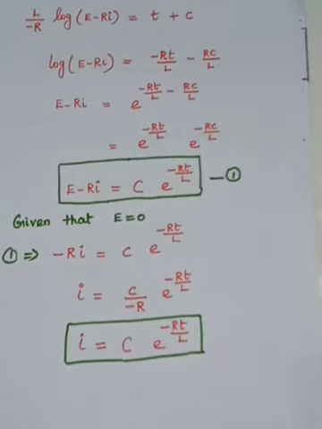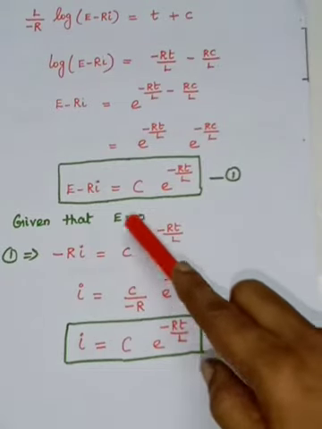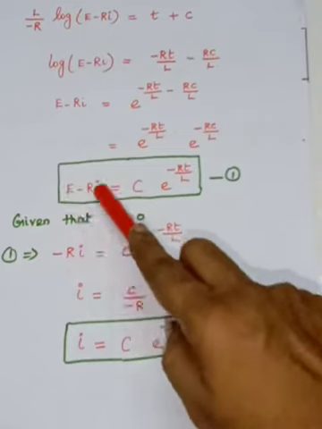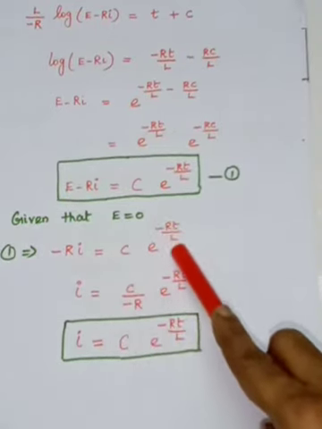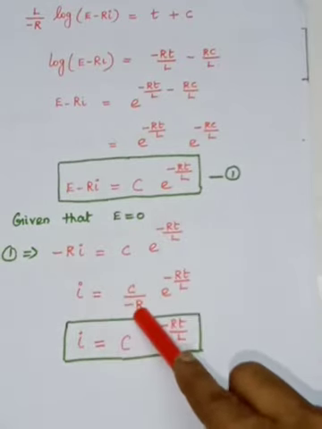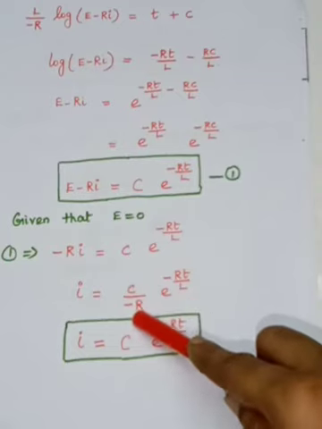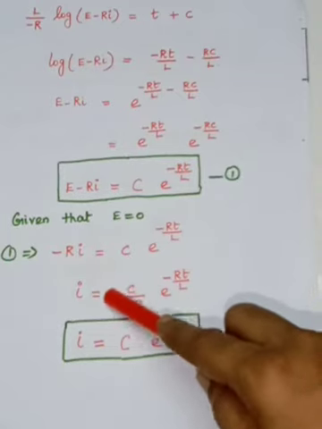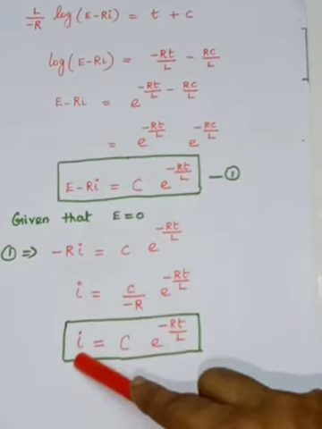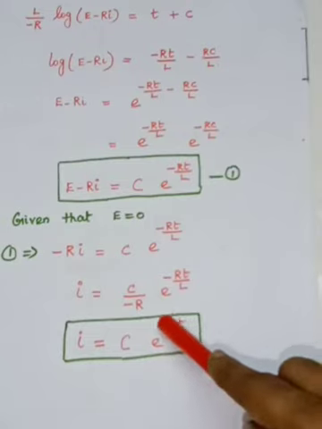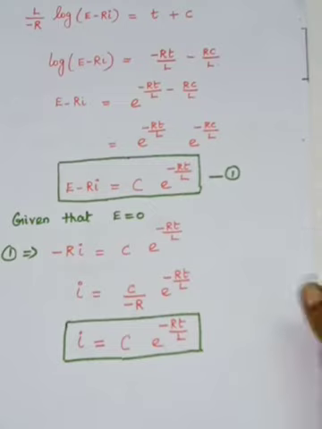So what is given? We have to find the current when E is equal to 0. So when E is equal to 0, if we substitute, minus Ri is equal to C e power minus Rt by L. So bring this minus R to the denominator. C by minus R, C is already a constant and R is also a constant. So the whole constant has to be taken as C. So it's an arbitrary constant. Therefore i is equal to C e power minus Rt by L. So the current we have written in terms of t.